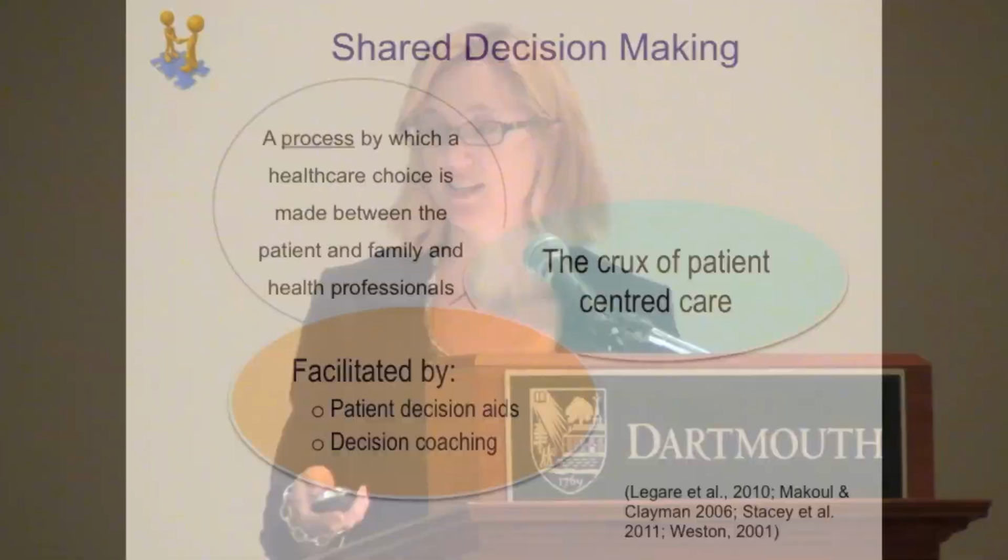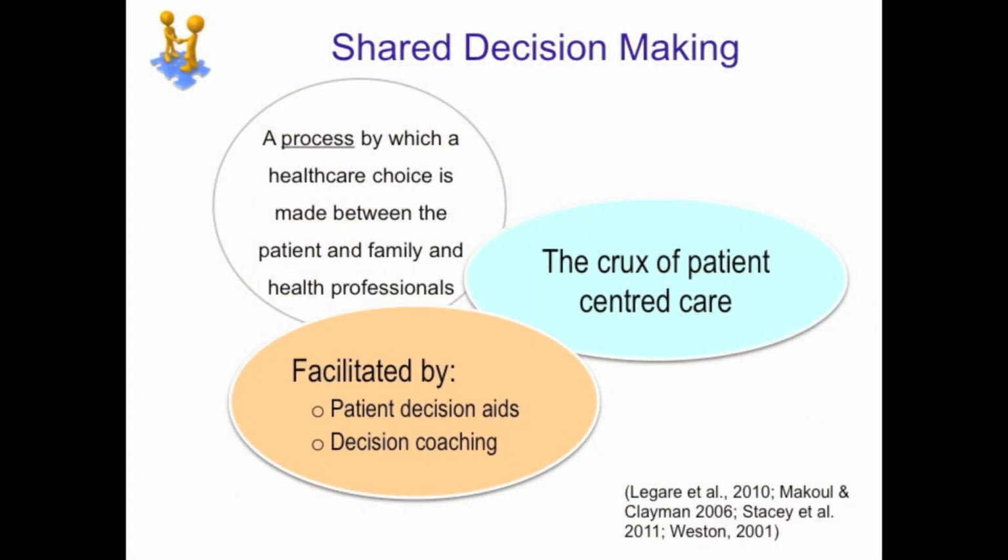So shared decision making, before we go too far, what are we talking about? What is it? How do we think about shared decision making? And there are a lot of different definitions, and I'm sure folks in this room have different takes on this, but at the core, it's a process by which a healthcare choice is made between a patient and often family members and a team of healthcare professionals. It really is at the core of patient-centered care, these decisions about what to do, what tests to have, what treatments to have, and thinking about how to do this well.